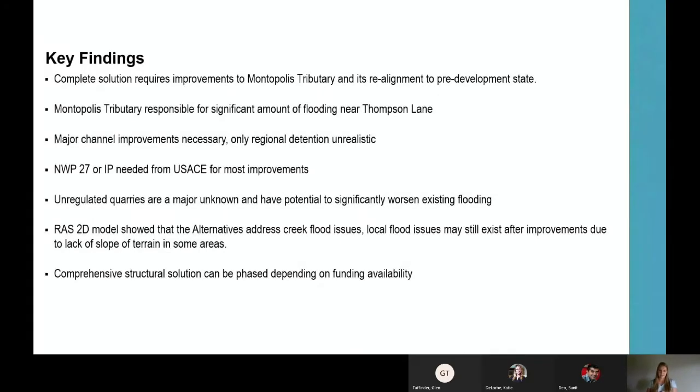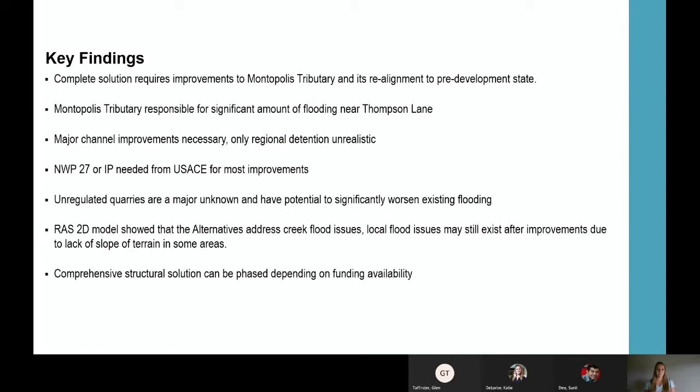So overall, key findings, I kind of mentioned some of these before. As far as a structural solution, you would have to reconnect Montopulous tributary to tributary 4 to get that realignment in a pre-development state. Montopulous tributary is responsible for a significant amount of the flooding near Problem Area A or Thompson Lane. So local improvements aren't going to help you as much as you would think. Channel improvements are absolutely necessary, and regional detention is unrealistic.